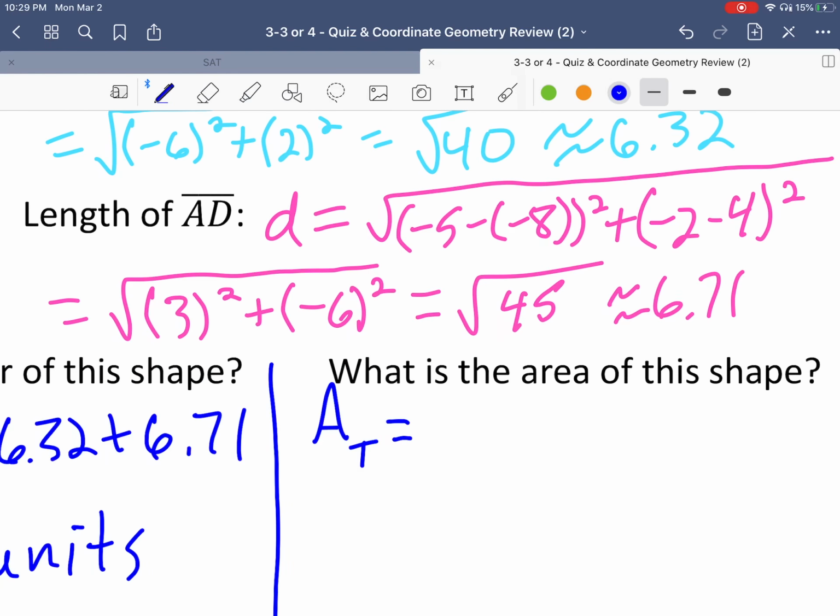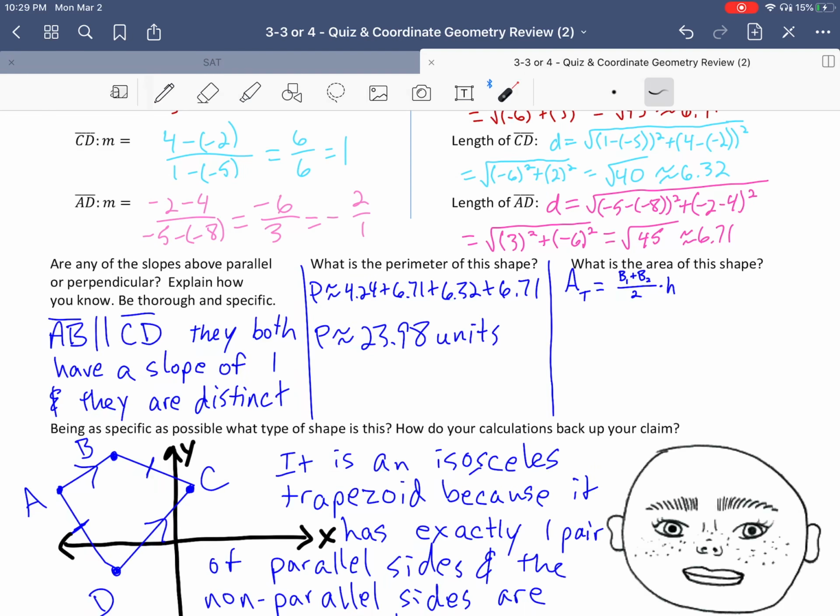So the area of the trapezoid is (B1 plus B2) divided by 2. So that's the average of the two lengths. And then times the height of the trapezoid. So you take these two and you average them, and then you multiply that by the height, which is the line's length that intersects at a right angle here.